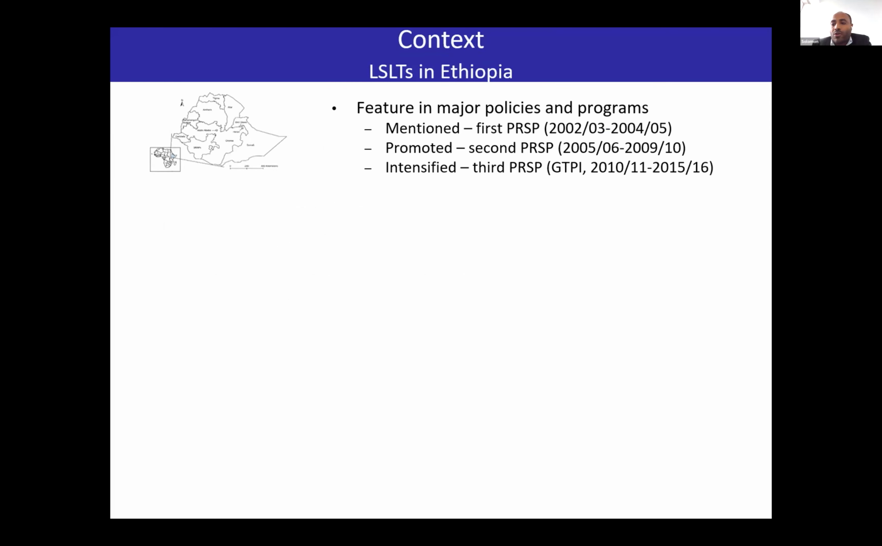To give you a context, we take a case study of one region in Ethiopia, and I will describe how large-scale land transactions have been happening in Ethiopia. The large-scale land transaction program has been adopted as a major policy in the different poverty reduction strategic papers in Ethiopia, but it has been intensified since the third poverty reduction strategic plan, from 2010 to 2015, 2016.